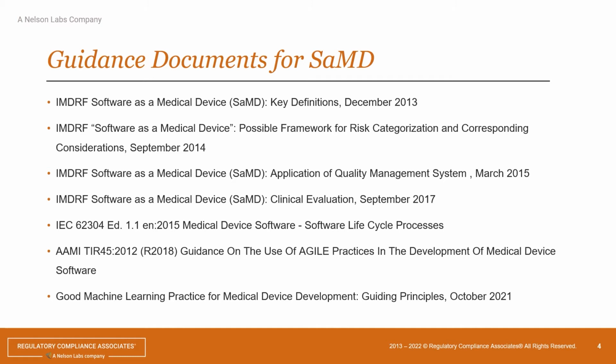So first, there are about 4 guidance documents that came from IMDRF between 2013 and 2017 that are key documents in terms of interpreting what this means, that FDA was also a part of. So those are key definitions: risk categorization, quality system, which we'll touch on in this presentation, and then clinical evaluation, how to go about doing that.